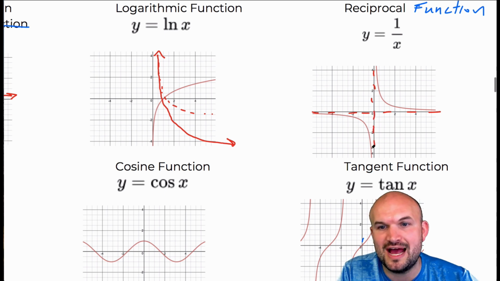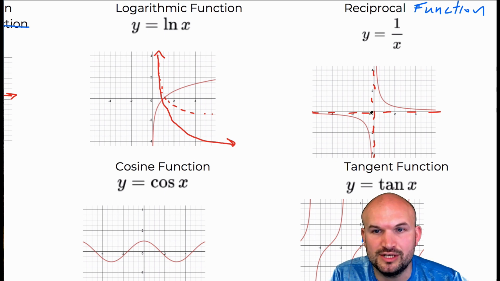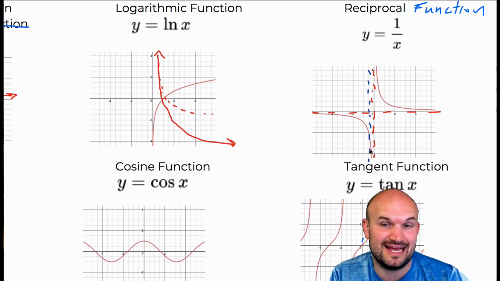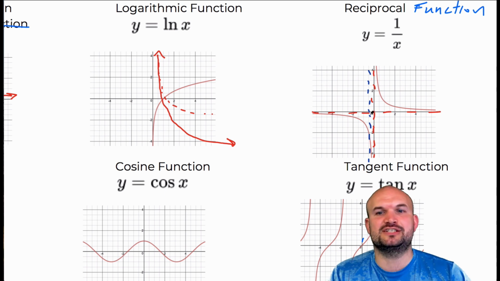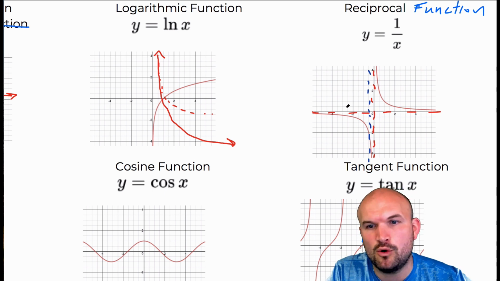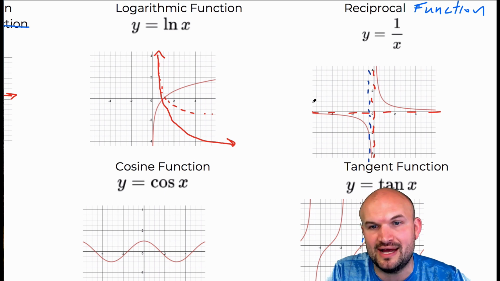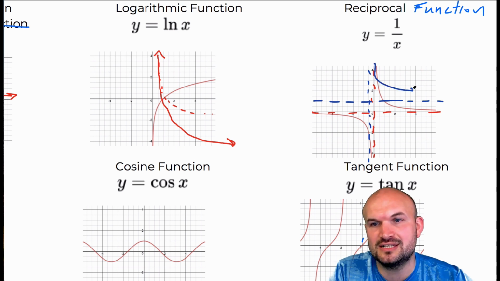So if this graph got shifted, I'll use a different color, 1 unit to the left, that means my asymptote got shifted 1 unit to the left. So now instead of the undefined value being at 0, it's now at negative 1. And if my graph gets shifted 2 units up, my horizontal asymptote, instead of being at y equals 0, is now at y equals 2. So that affects our domain and our range.